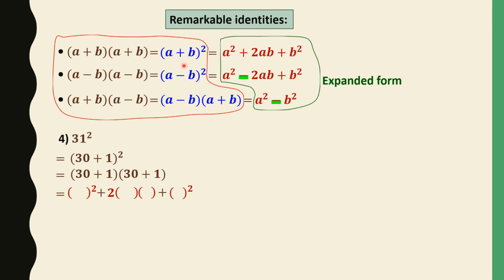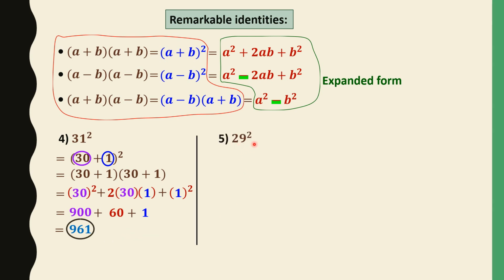In this example, a is equal to 30. So between the first parenthesis squared, we write 30. And b is equal to 1. So here we write 1 squared. And inside this parenthesis, we write 2 into 30 into 1, and 2 into a into b. Equals 30 squared, 30 times 30, it's 900. Plus 2 times 30 times 1, it's 60, and 1 squared, it's 1. Now let's add them. 900 plus 60 plus 1, it's equal to 961.